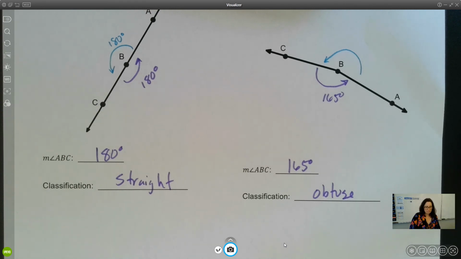If you do not know how to use a protractor, you must reach out to your teacher and let them know. After this lesson, we're assuming you know. If that's not the case, it's on you to let us know so we can help you. Thanks, guys.